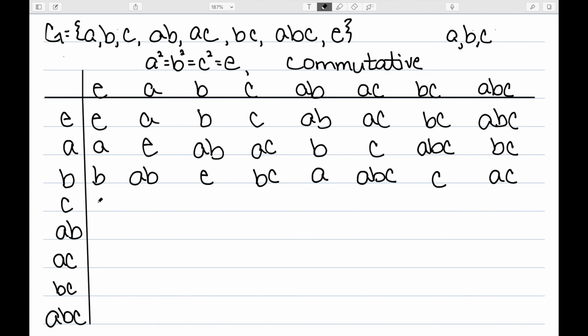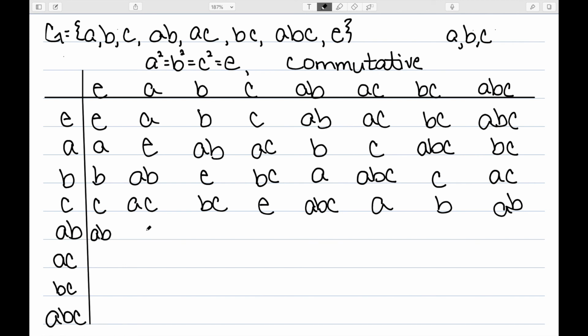Next we have C. This will give us C, AC, BC, E, ABC, A, B, and AB. Once again, using the fact that now C squared is the identity. And we can continue this.